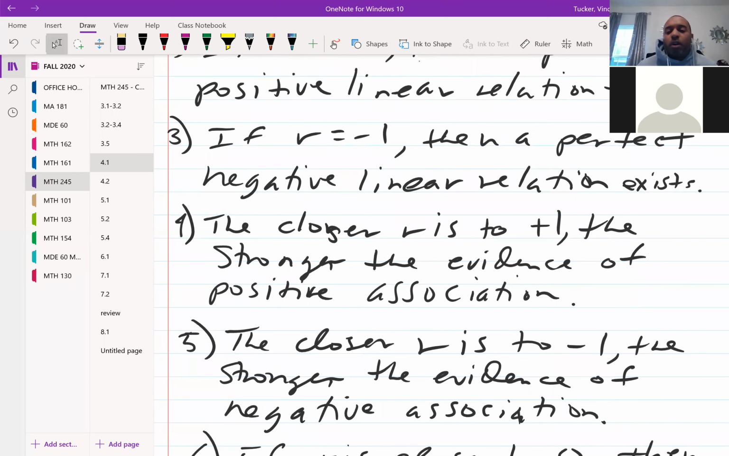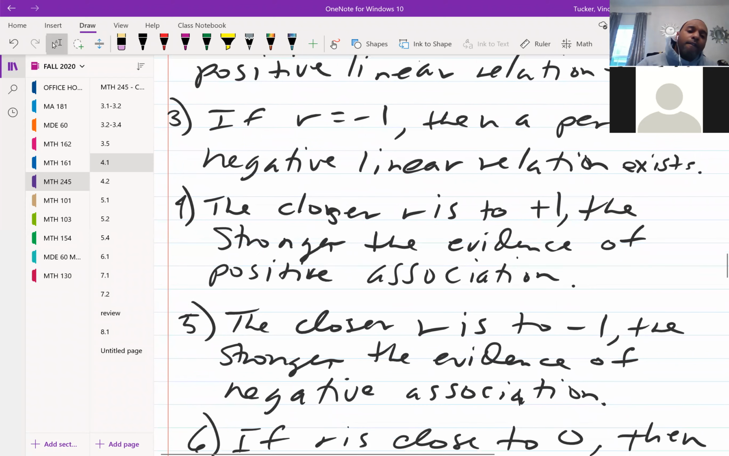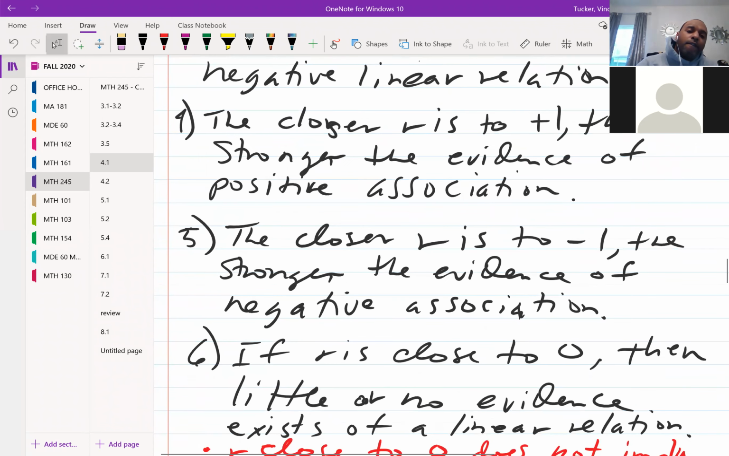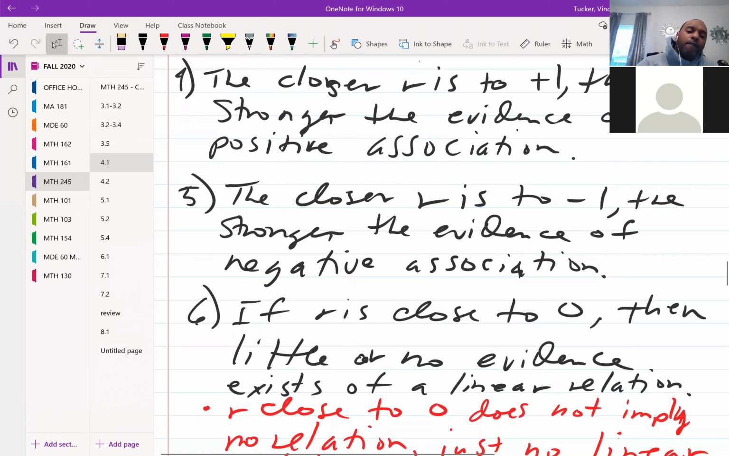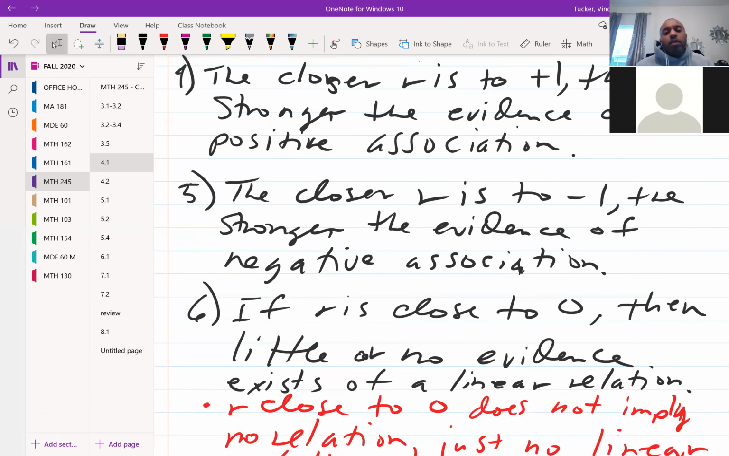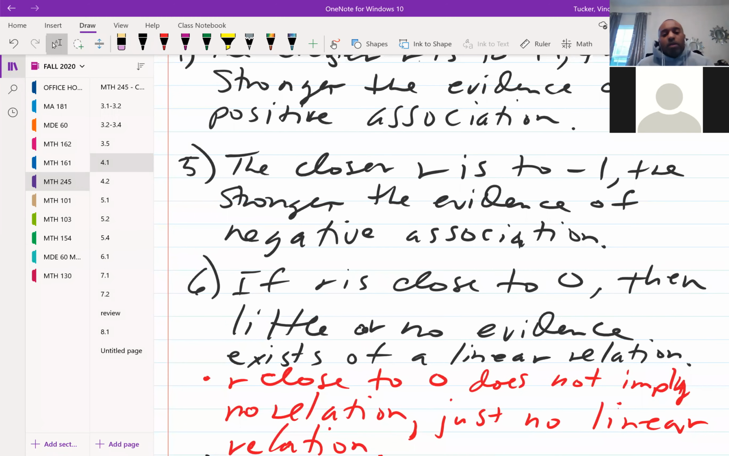Number 5, the closer R is to -1, the stronger the evidence of a negative association. And 6, if R is close to 0, then little or no evidence exists of a linear relation. And so R close to 0 does not imply no relation, just no linear relation, like we mentioned before.